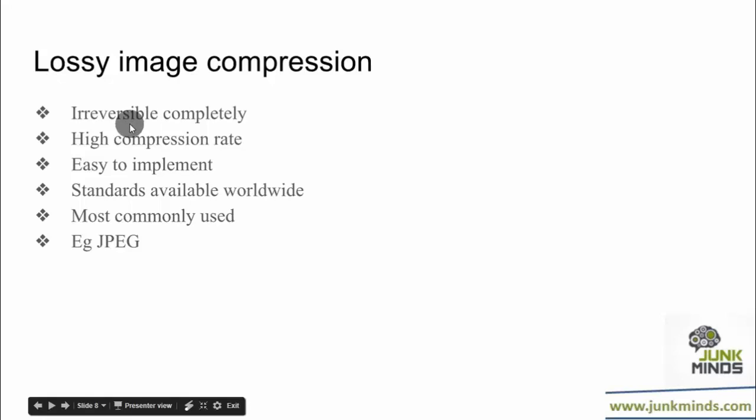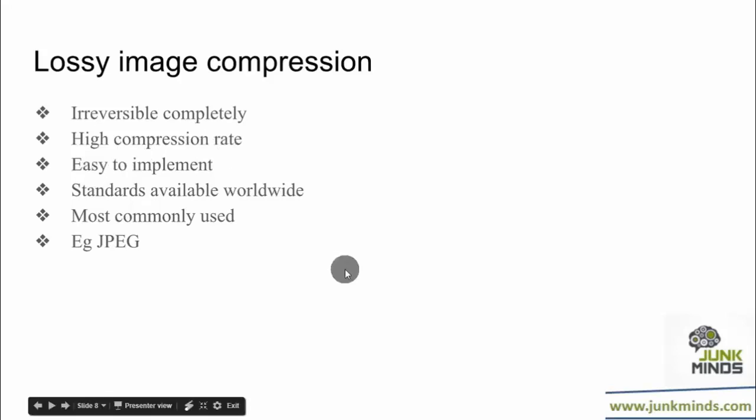After so many lossless compressions, we come to lossy image compression. This is completely irreversible, which means once the image is compressed using a lossy compressor, it cannot be completely decompressed back. The data is lost forever. But if the data is lost, why is this used? This is used because of the high compression rate that is provided.